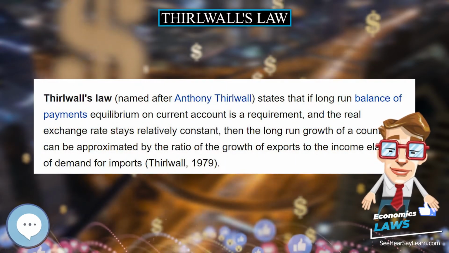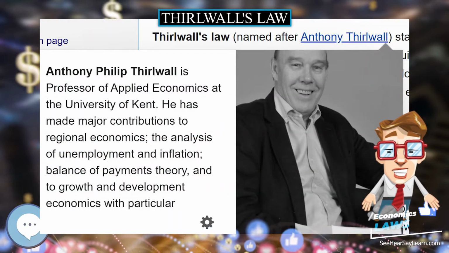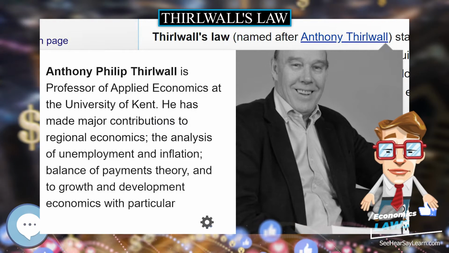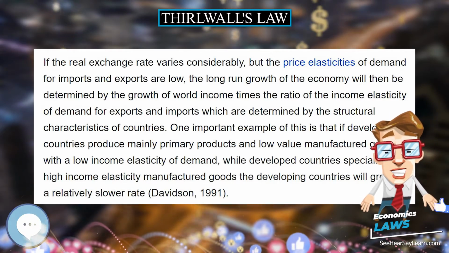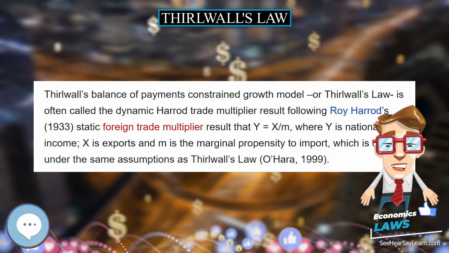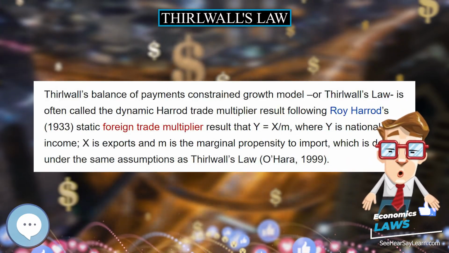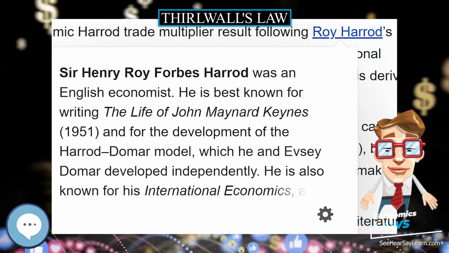Thirlwall's Law, named after Anthony Thirlwall, states that if long-run balance of payments equilibrium on current account is a requirement, and the real exchange rate stays relatively constant, then the long-run growth of a country can be approximated by the ratio of the growth of exports to the income elasticity of demand for imports.